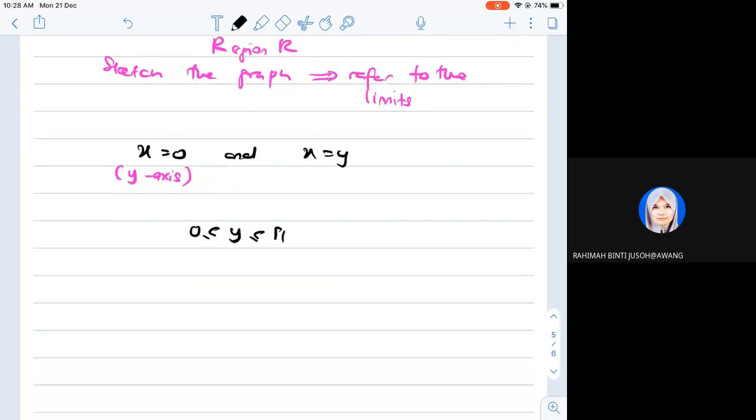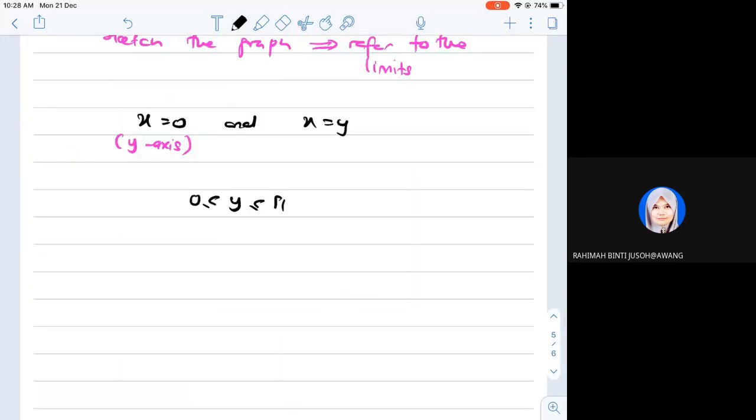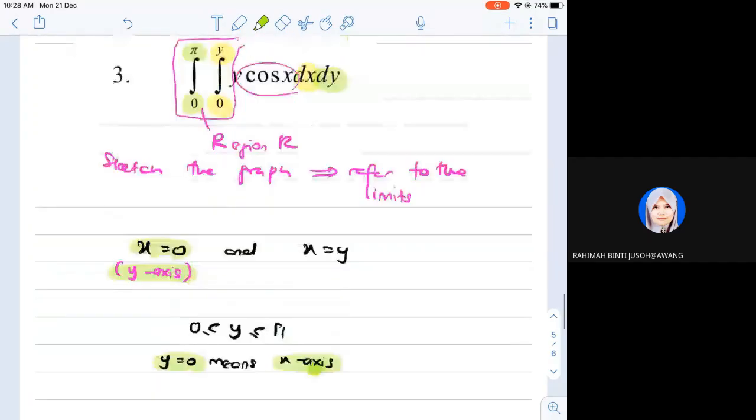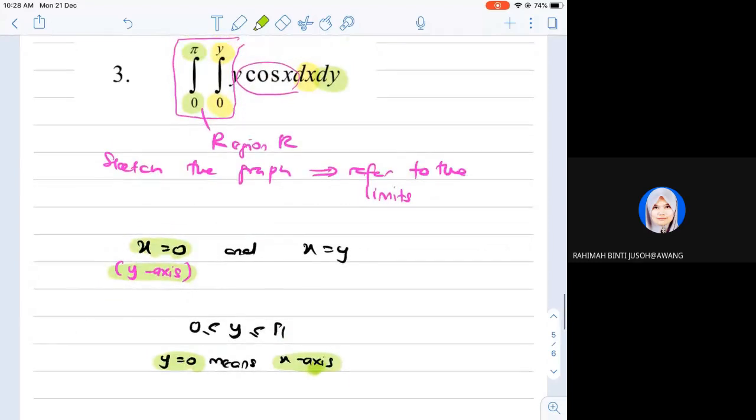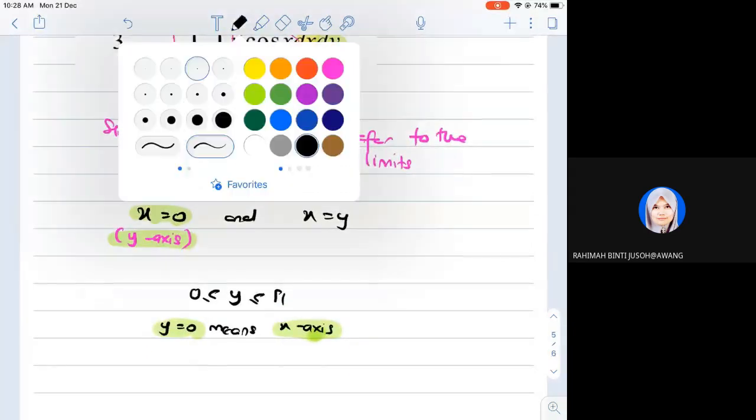Okay, if x equals to 0 is y exists, thus y equals to 0 means x exists. Okay? You have to bear in mind this. Y equals to 0 means x exists. If x equals to 0, y exists. You have to understand that because we want to sketch the graph. Okay, so now let us proceed.